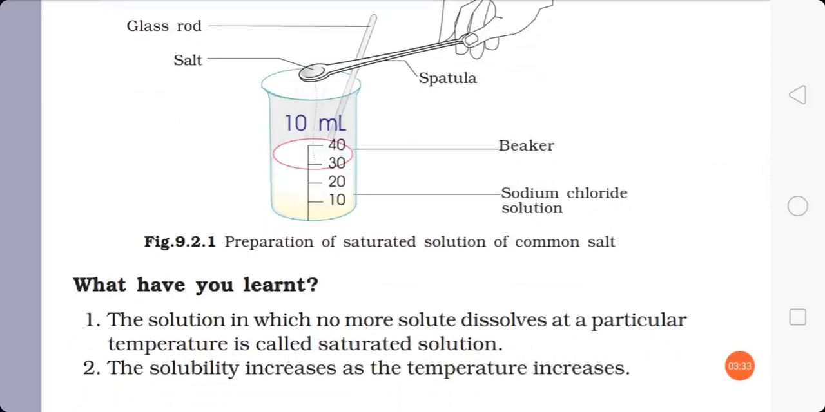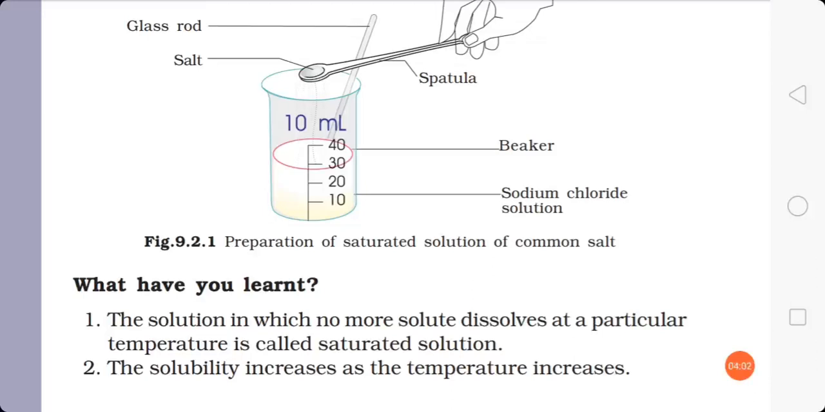From this activity, we can learn that the solution in which no more solute dissolves at a particular temperature is called a saturated solution. Here our solute, salt, dissolves in our solvent, water. Whenever salt is no longer dissolving, we can say that the solution is a saturated solution.